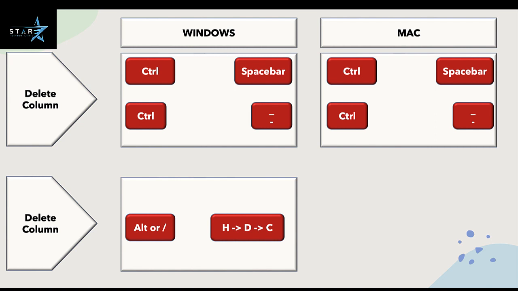Similarly for a row, if you want to hide a row, instead of following the long method of right clicking it and then selecting hide row, you can just press Control 9 and the row will get hidden. And the good news, as I mentioned earlier, is that it works both on Windows as well as Mac.